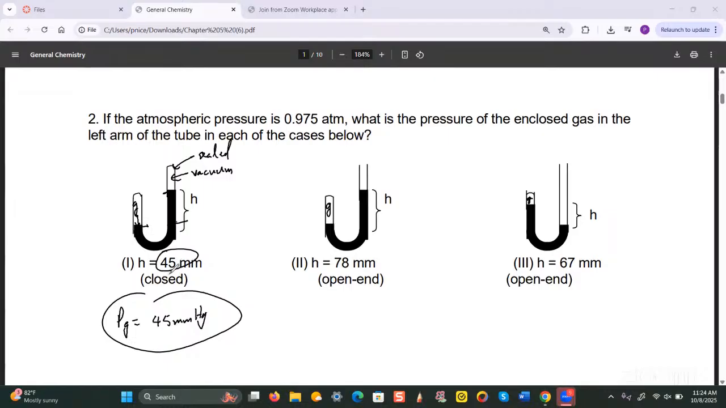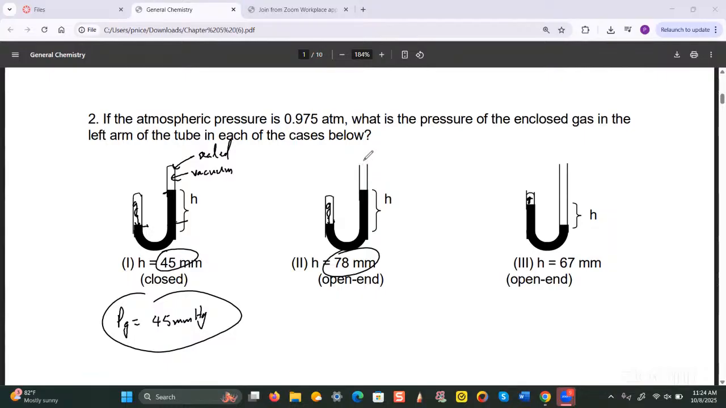Yes, sir. Now, for the open end, how does that work? Okay, so we're going to get to that. But first, are we clear on the first one? Any questions about the first one? Okay, now to answer your question, let's look at the next one right here. Now here it says that the difference in the height levels on both sides is 78 millimeters, right? The gas here will be exerting its pressure here.